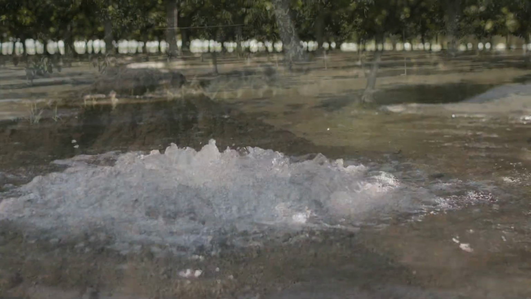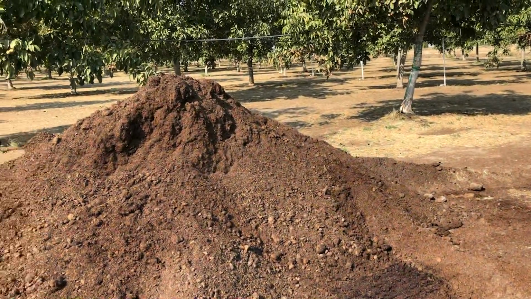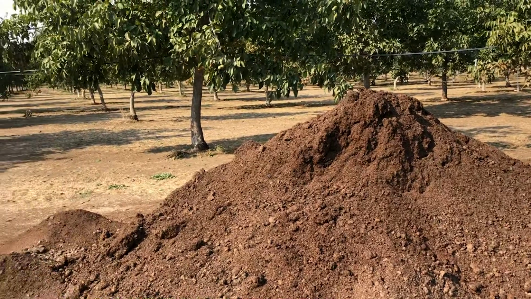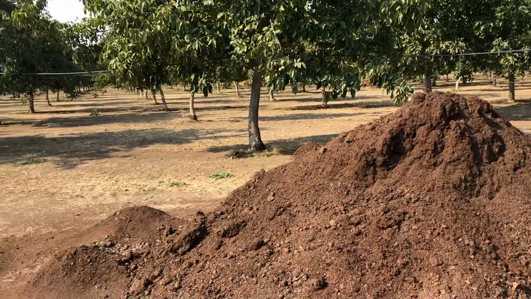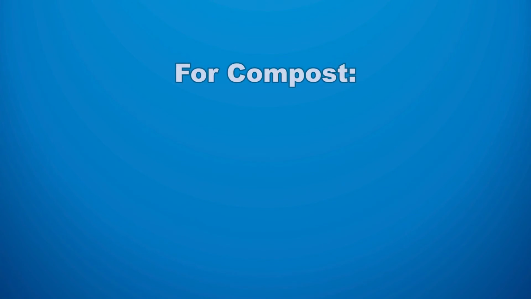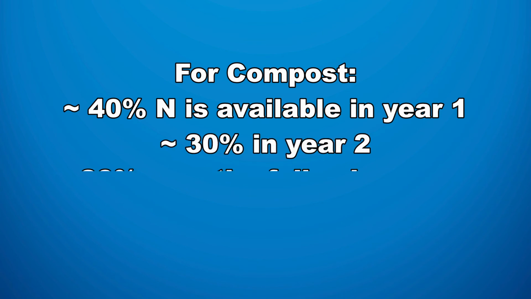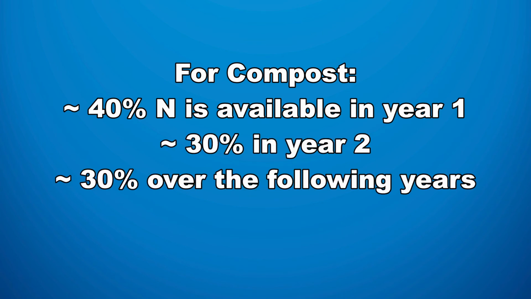When applying compost or manure, remember these materials need time to mineralize and convert to ammonium, making it plant available. A rule of thumb for compost is that about 40% is available in the first year after application, another 30% the following year, then the balance is released across several years.